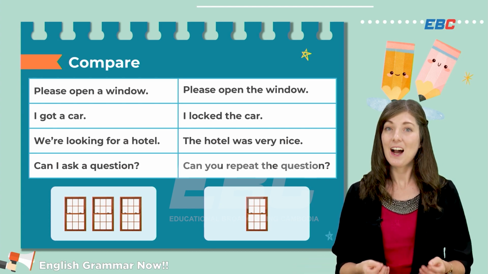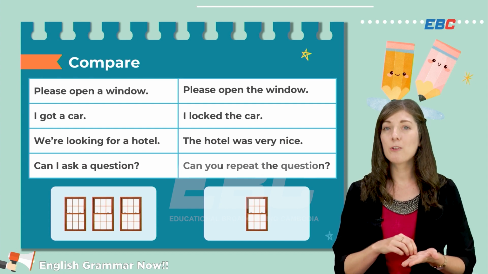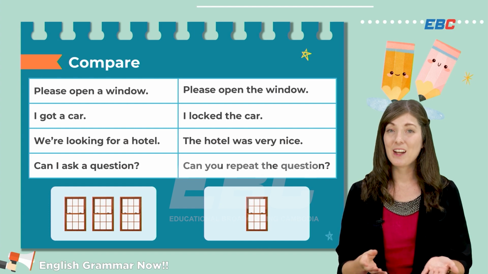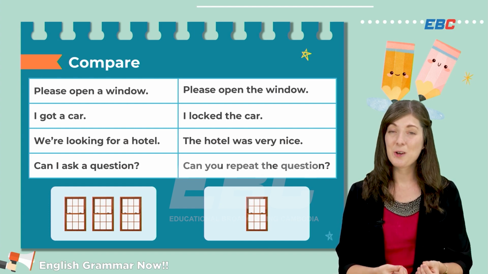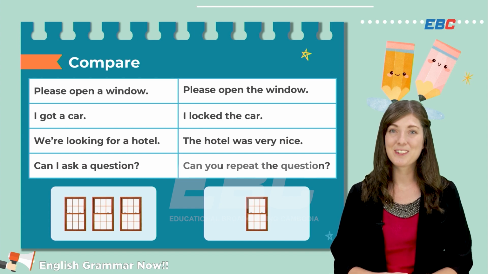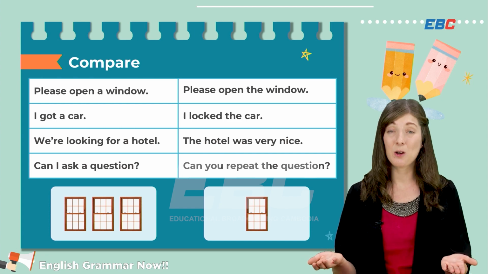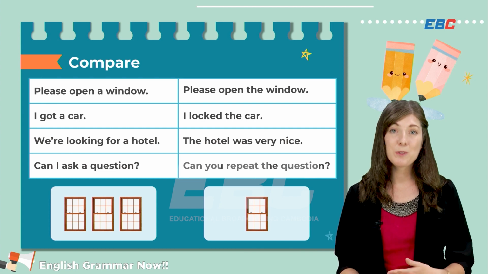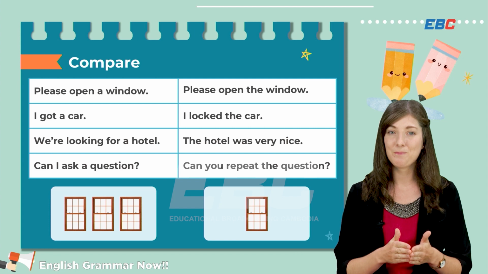If I say, I got a car, it means the thing I got is part of a group of things called cars. But if I say, I locked the car, then I know, and the listener knows, which car I'm talking about. If I say, we're looking for a hotel, we're looking for any hotel. But if we say, the hotel was very nice, I'm talking about a specific hotel.